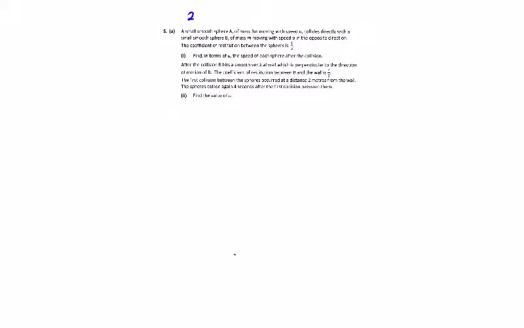This is the 2019 impacts and collisions question, Question 5. Smooth sphere A of mass 3m, moving with speed u, collides directly with a small smooth sphere B of mass m moving with speed u in the opposite direction, so minus u. That's what's going on before. Afterwards we will call the velocities P and Q.